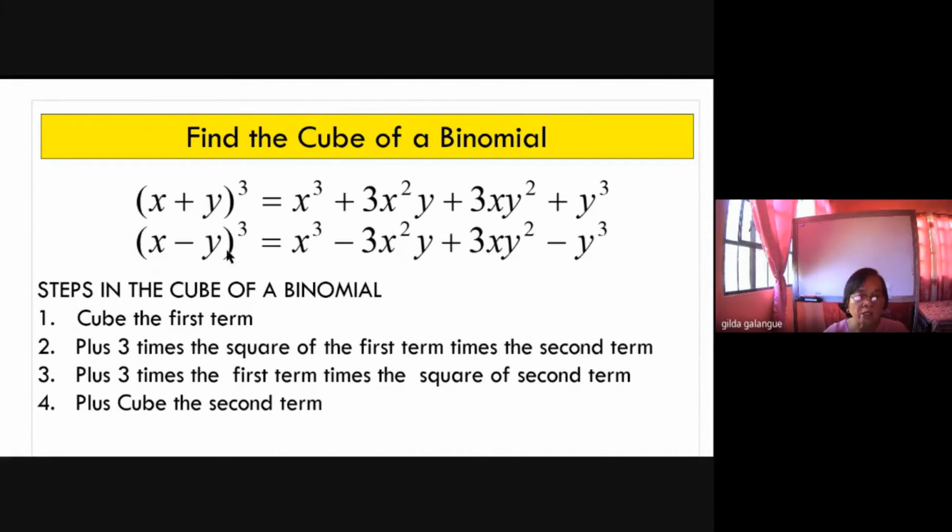If we have (x minus y) cubed, the answer is almost the same. It only differs in the sign of the second term and in the last term. So (x minus y) cubed equals x cubed minus 3 times the square of the first term times the second term plus 3 times the first term times the second term squared minus the cube of the second term.